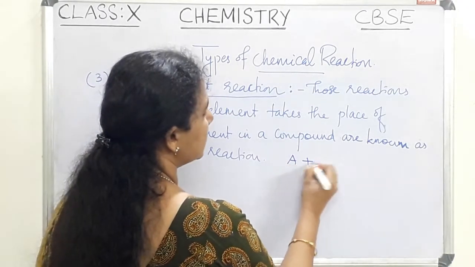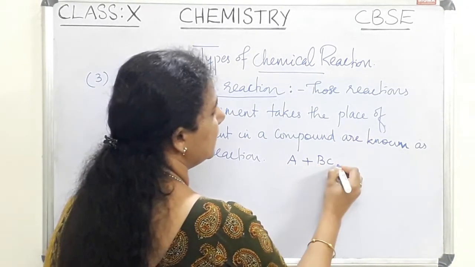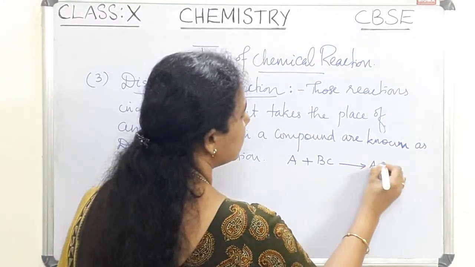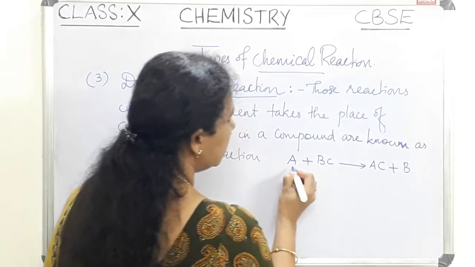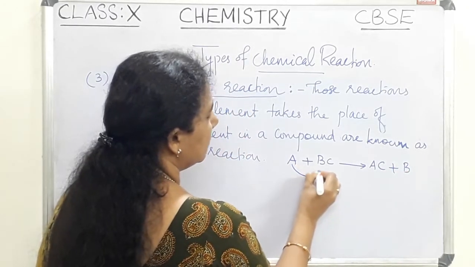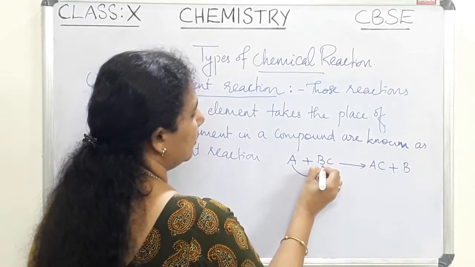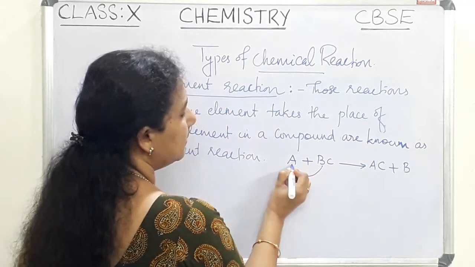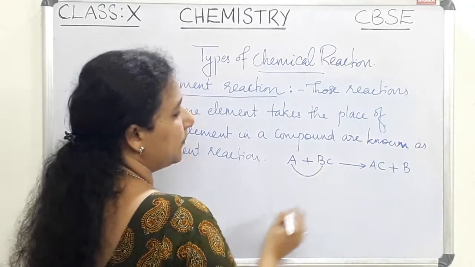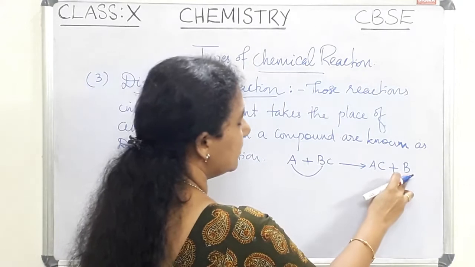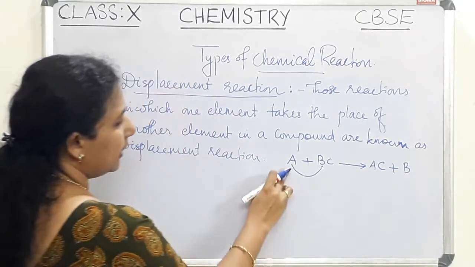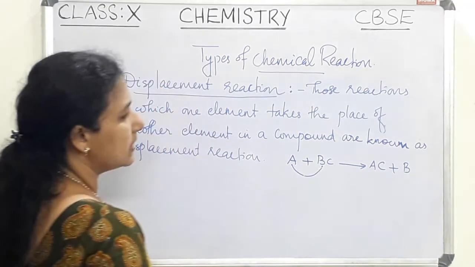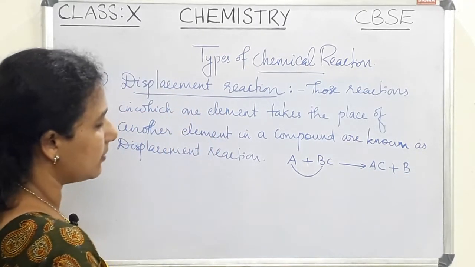When A plus BC gives AC plus B. That means one element takes the place of the other element. That means A takes the place of B and forms AC and B. So A plus BC gives AC plus B. That is the general equation for displacement reaction.